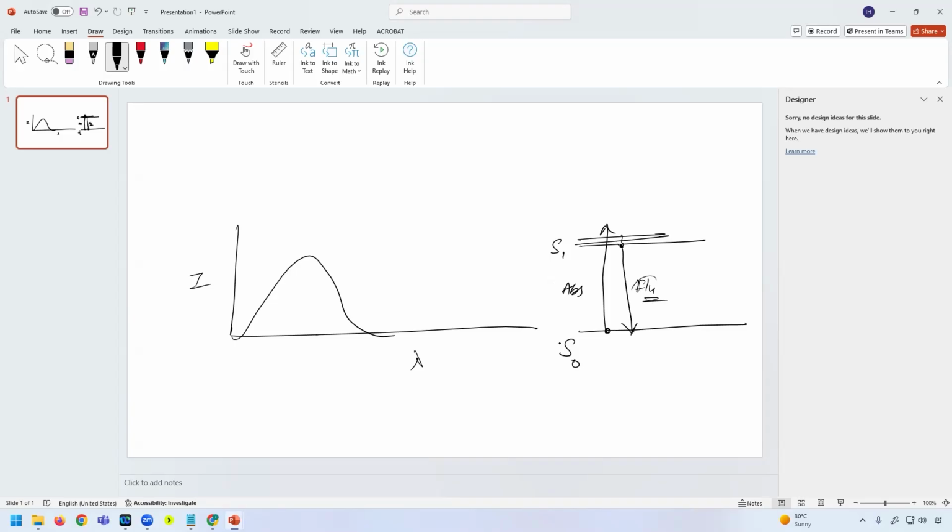Now the energy of fluorescence will be lower than absorption. When energy is lower, the wavelength will be higher, so it will be red shifted. So basically if this is your absorption, this will be your fluorescence.